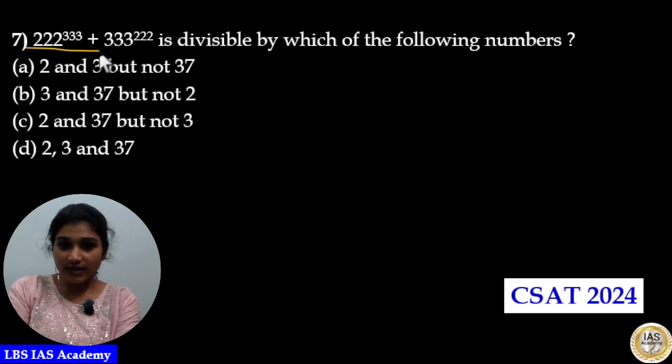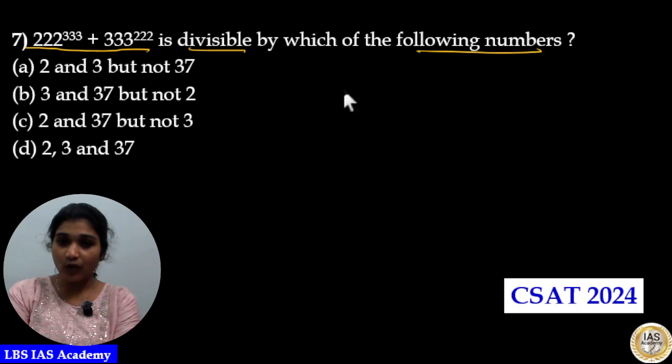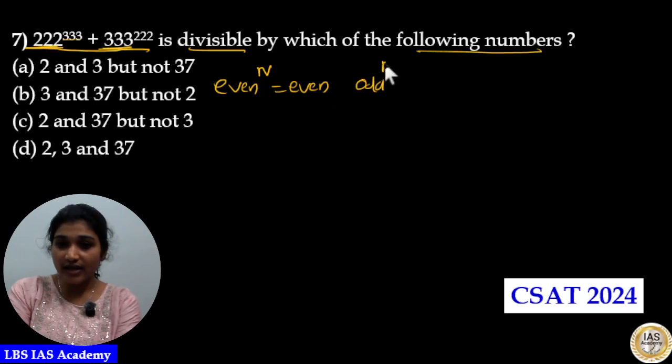222 raised to 333 plus 333 raised to 222 is divisible by which of the following numbers? Here 222 is an even number. Even raised to any number n is an even number. Same way, 333 is an odd number. So odd raised to any number n is an odd number.